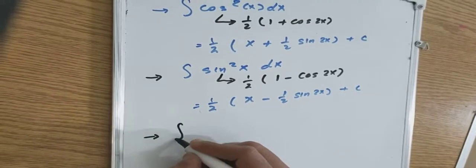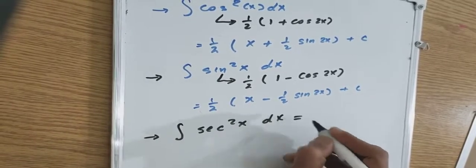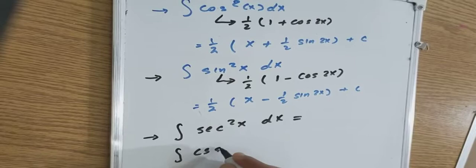What about the integration of sec squared and the integration of cosec squared? The integration of sec squared is a direct antiderivative, which is tan, because the derivative of tan is sec squared. So the integration of sec squared x is tan x, and the integration of cosec squared is negative cotan.